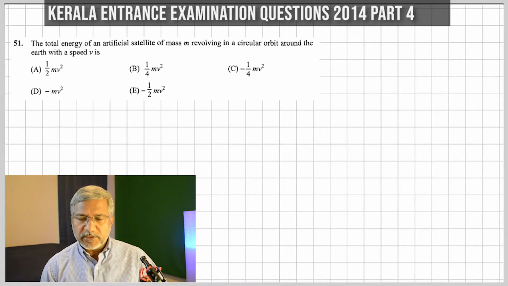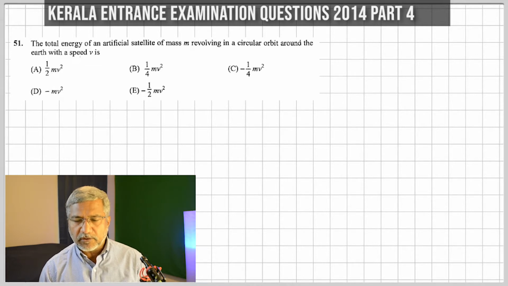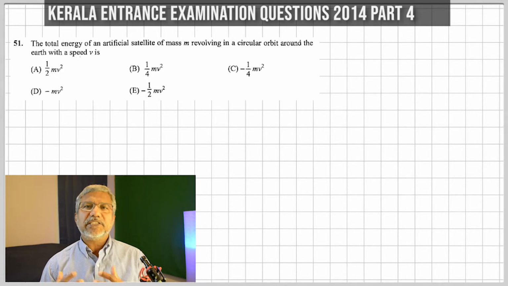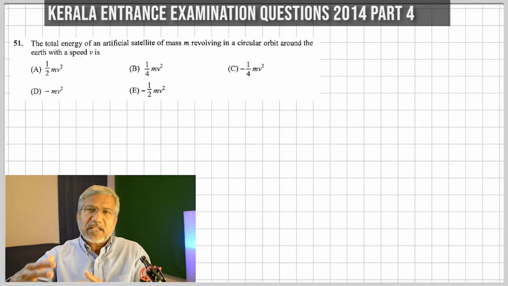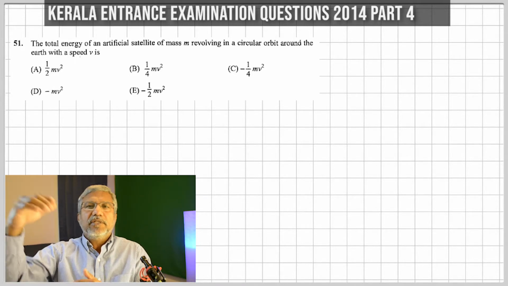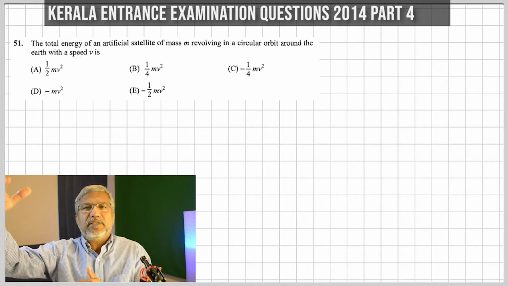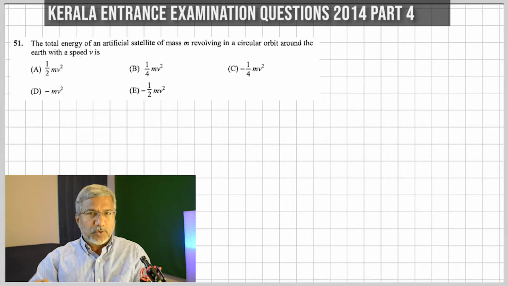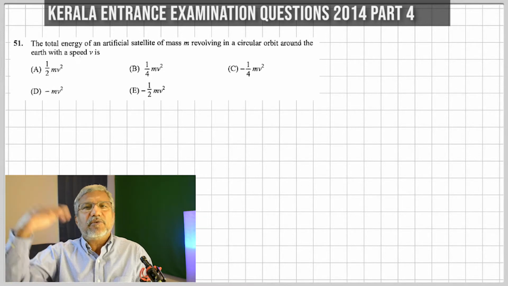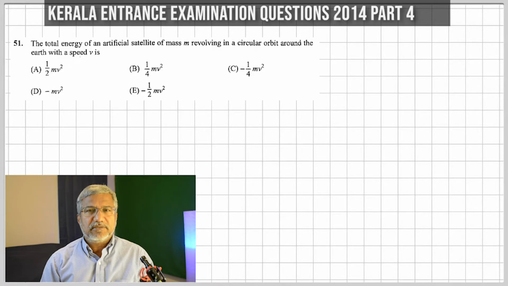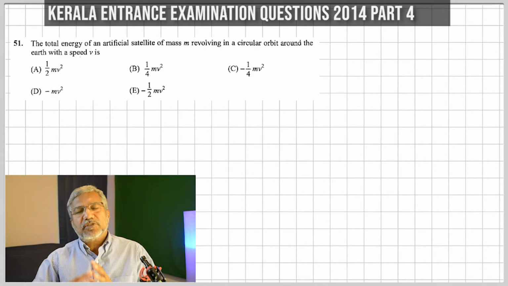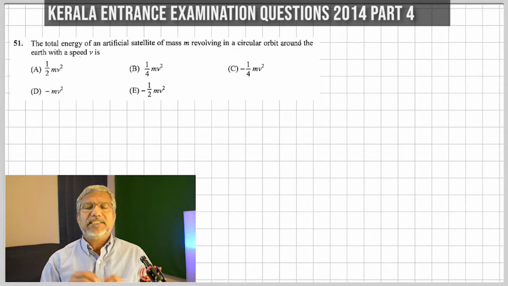51. The total energy of an artificial satellite of mass m revolving in a circular orbit around the Earth with a speed v. So now we're looking for the total energy of this satellite. Basically, a satellite has potential energy and kinetic energy. But when the satellite is so far away from the Earth, we assume that it's at infinite distance, so the potential energy is zero. Remember, the potential energy decreases as the distance increases. Correct? So potential energy is zero, so that means the only energy that it has is kinetic energy.